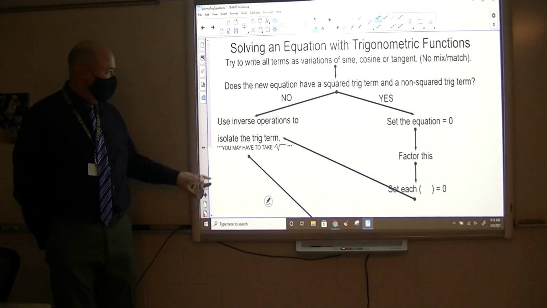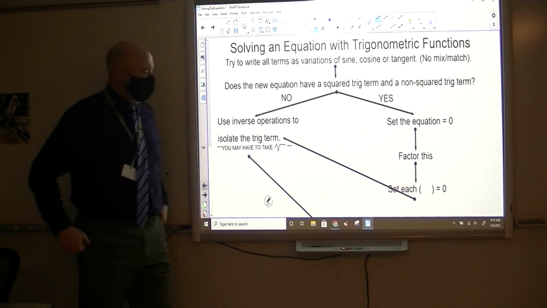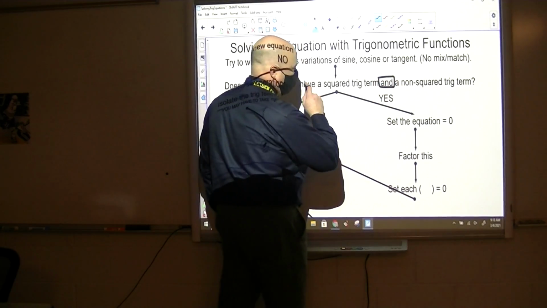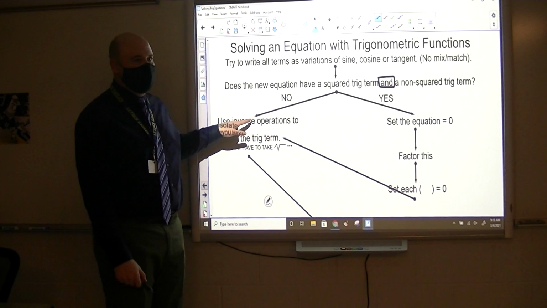Check. Does the new equation have a squared term and a non-squared trig term? Emphasis on this. It has to have both of those in order to take this route. We're not going there yet. We only have cosine x.